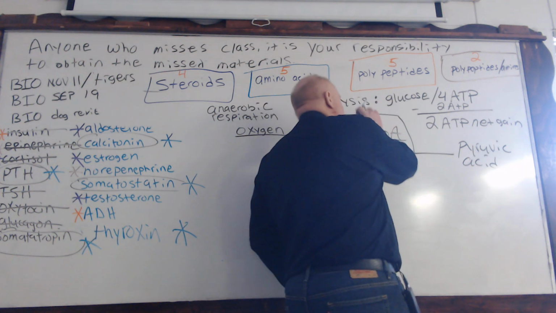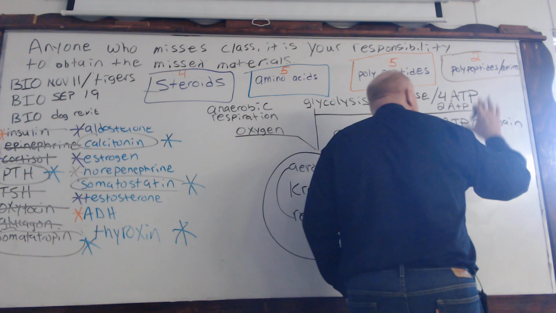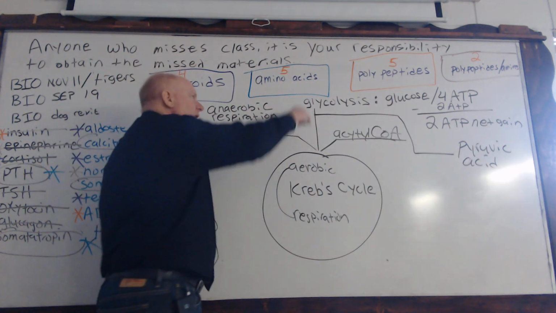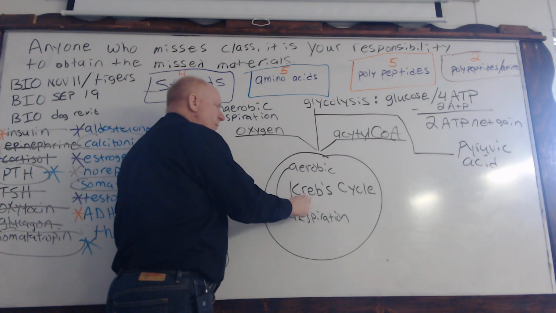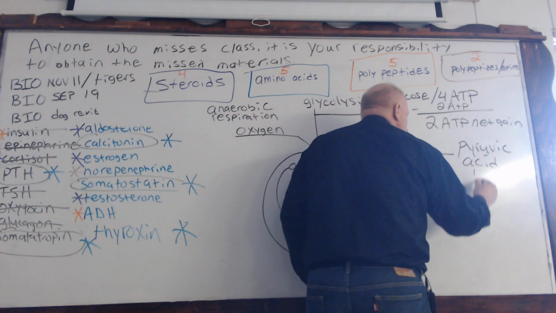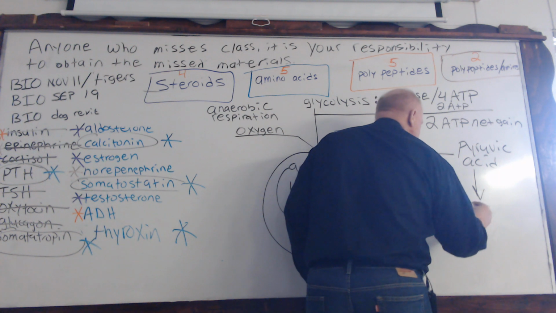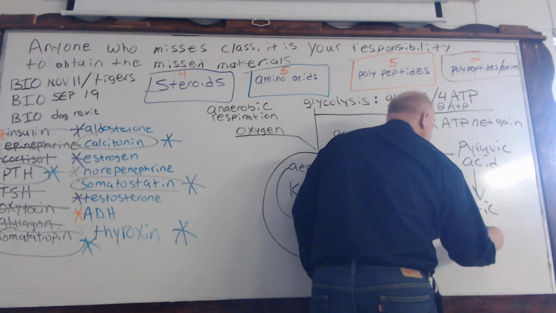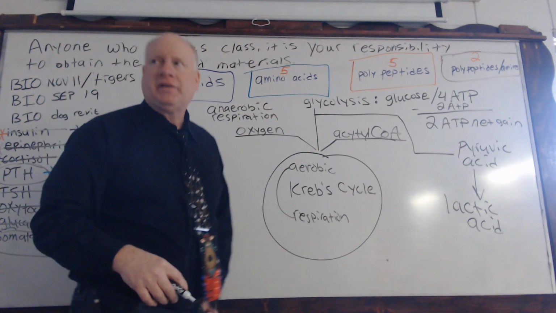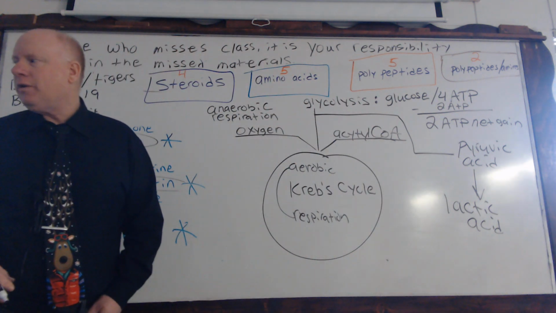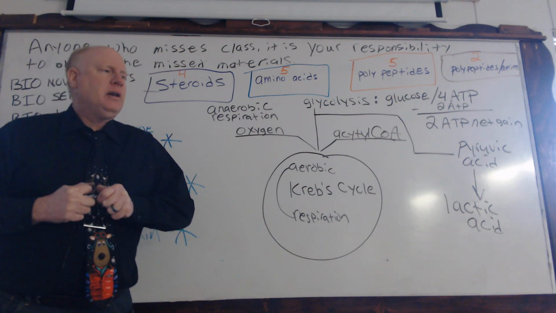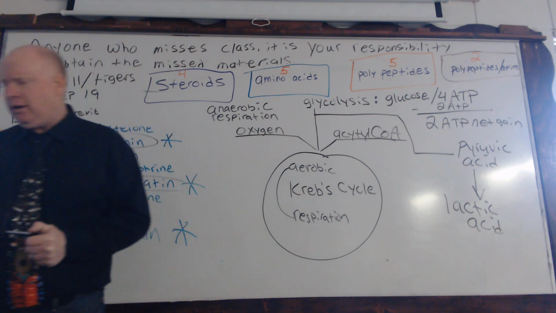Because at the end of this process, pyruvic acid is produced. But if there's enough oxygen present, this will keep right on going into the Krebs cycle. But if there isn't, this pyruvic acid then gets converted to lactic acid, and that lactic acid is what builds up in your muscles. And that's where you feel that soreness, okay? There's only one way, well, there's maybe multiple ways.